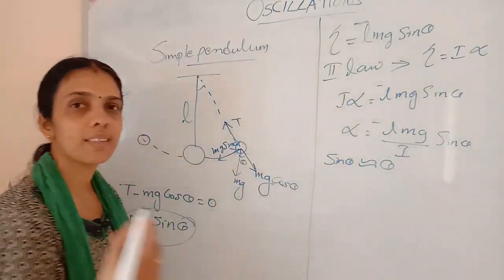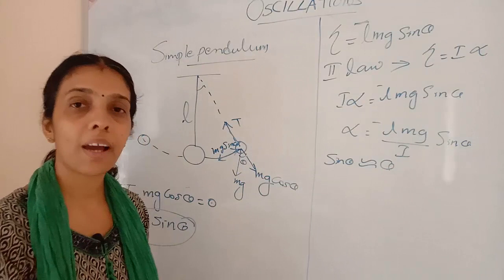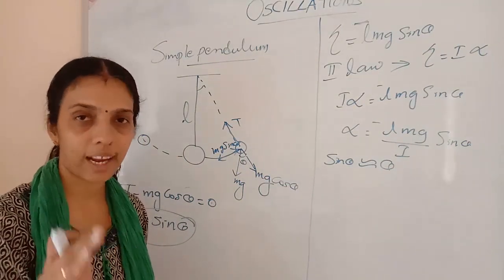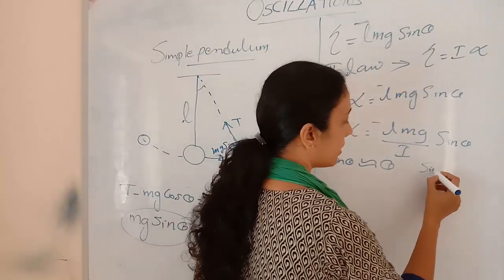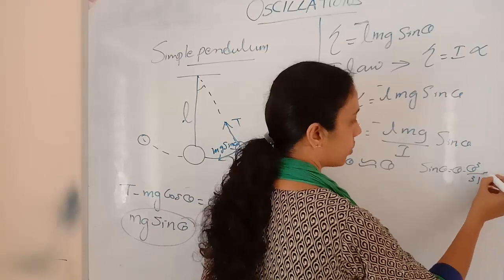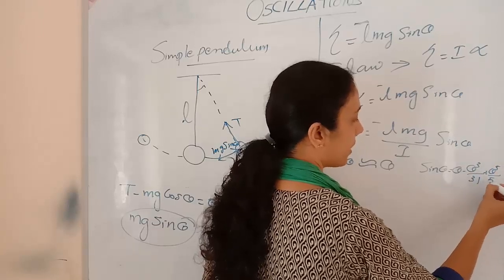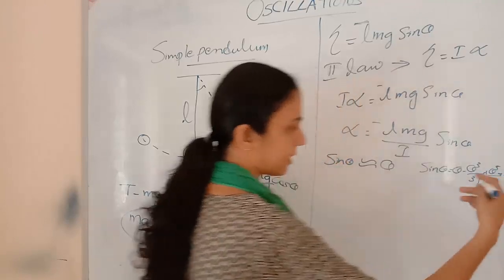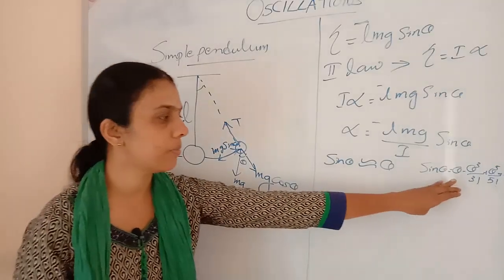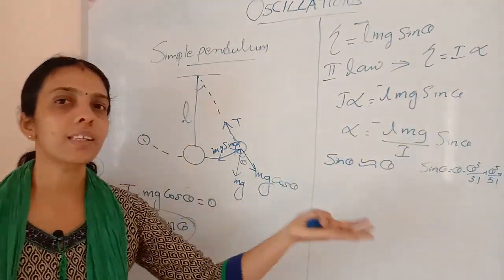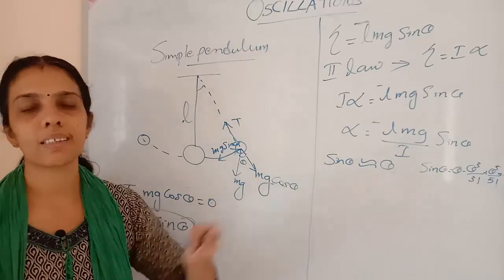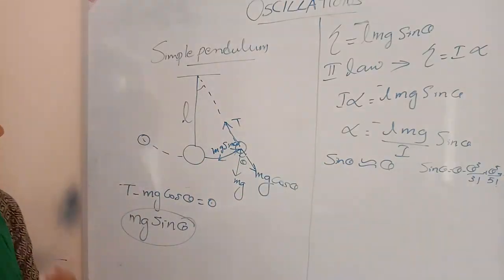Or you can write sine theta as this expansion: theta minus theta cube divided by 3 factorial. I'll tell you, sine theta equals theta minus theta cube divided by 3 factorial plus theta to the power 5 divided by 5 factorial minus etc. Like that it will go. Higher powers of theta we can neglect, so that is why we are getting it as theta. Or you can say, since the angular displacement theta is very small, we can consider sine theta as nearly equal to theta. In that way also you can explain.